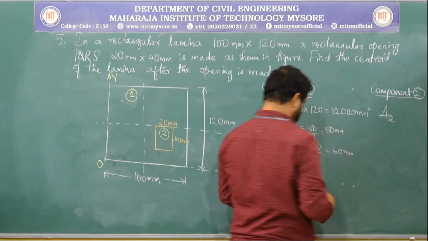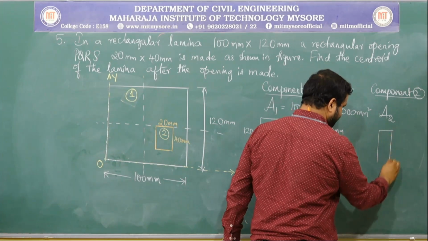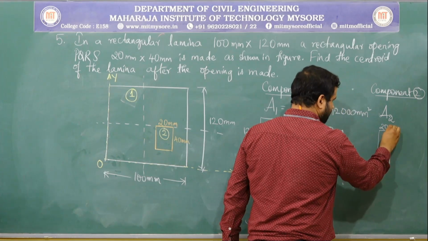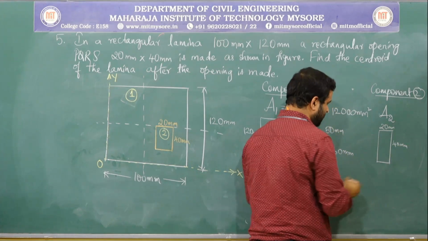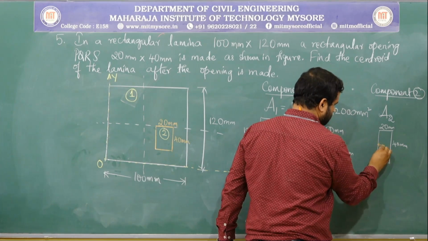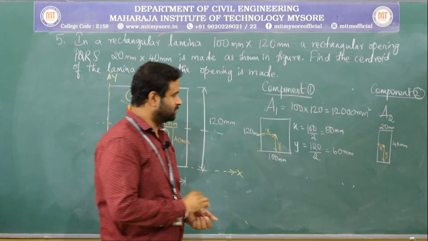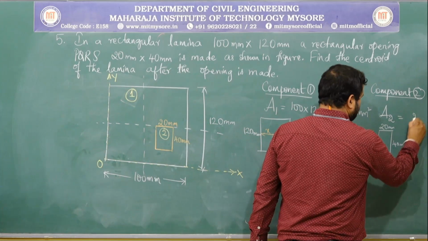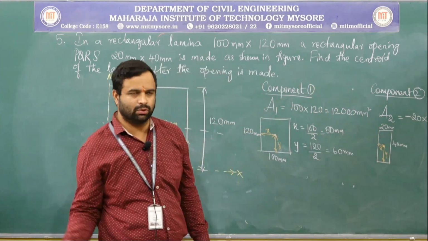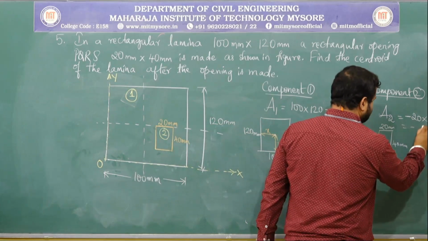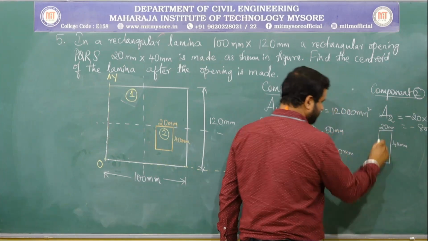A2. To write A2, I need to draw the figure also. 20 mm and 40 mm. Try to locate the centroid of the individual component. So A2 is equal to 20 by 40, but with a minus sign because it is to be removed, which is equal to minus 800 mm square. What about the x component from the figure?